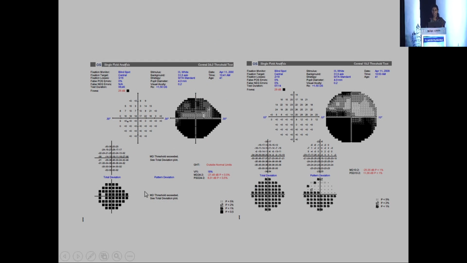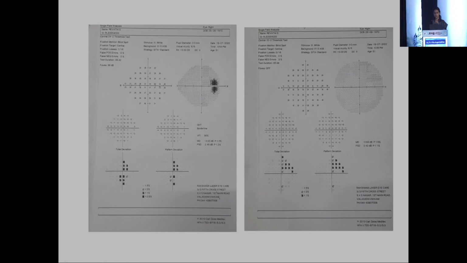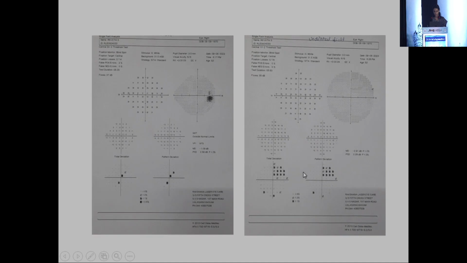But I would like to stress a point here. 10-2 also has a role in eyes with early glaucoma, which involves the central defects. If you get to see a central defect in 24-2 like this, it's better to get a 10-2 also done. In this field, if you see, there are only 1 or 2 paracentral defects, but 10-2 shows significant depressed points.